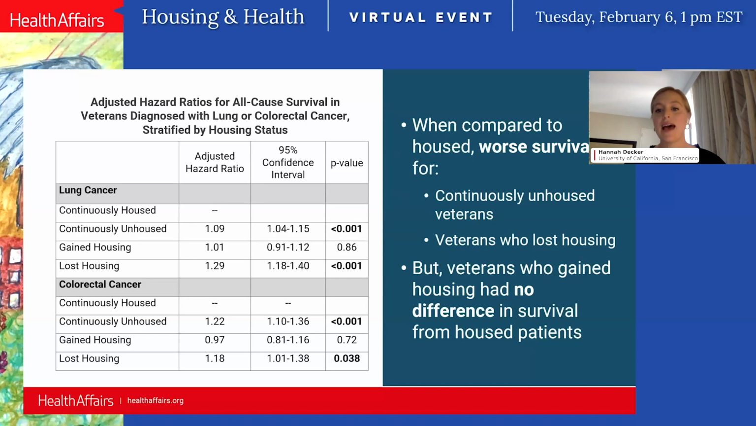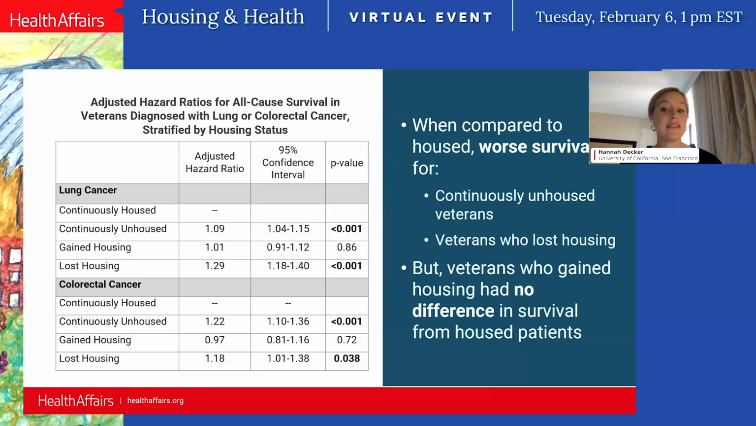Continuously unhoused veterans had between a 9 and 22% higher risk of death, and veterans who lost their housing after diagnosis had between an 18 and 29% higher risk of death than continuously housed veterans. But the group of veterans who were unhoused at the time of diagnosis, but gained housing in the year afterwards, actually had no difference in survival from housed patients. And this suggests to us that gaining housing after cancer diagnosis is associated with a survival benefit.